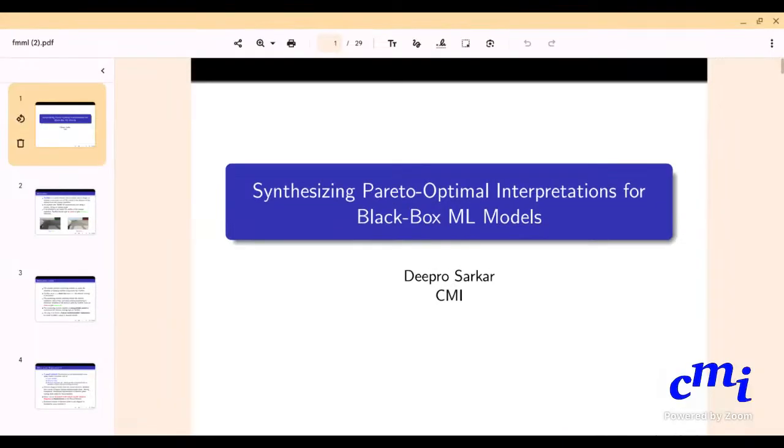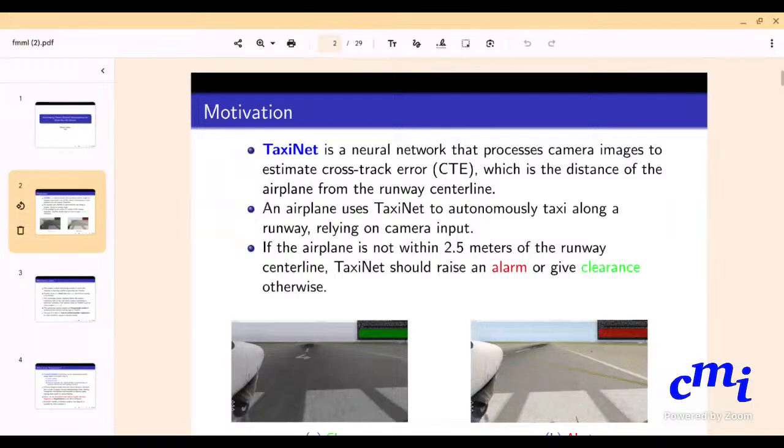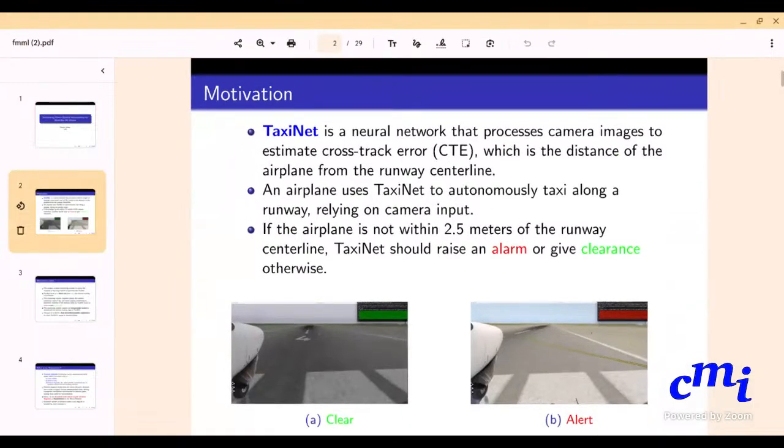So the title of my paper is Synthesizing Pareto-Optimal Interpretations for Black Box ML Models. We will see what these things mean. But before going into the formal details, I would like to have an example. The example, briefly stated, is a neural network called TaxiNet. It was developed by Boeing, and it uses camera images to estimate something called cross-track error, which is basically the distance of the airplane from the runway center line. And how the airplane module takes the decision is something like this.